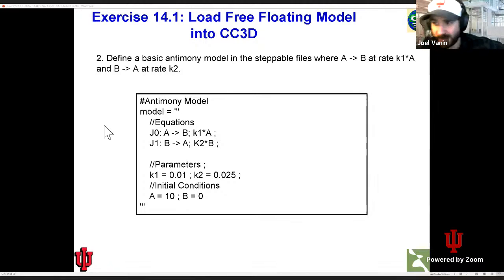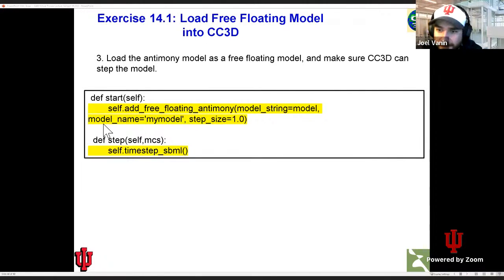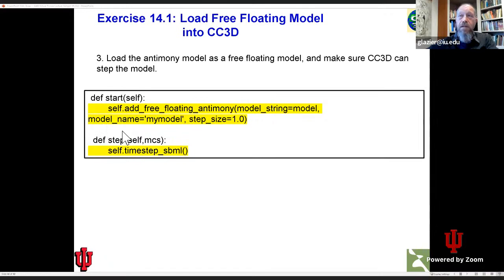Okay, I'm ready to move on because I'm stuck in another place here. So then in the start function, I would say I want to instantiate my model. So I do self.add_free_floating_model with antimony, and then my model string is the name of my model string. Give it the name myModel, step size of 1. And then a step function, step.time_step SPML. And again, you don't have to type all that because it's in Twedit if you're using Twedit.